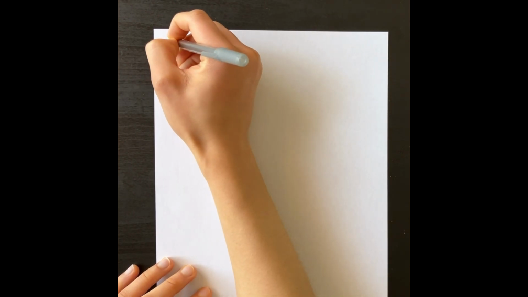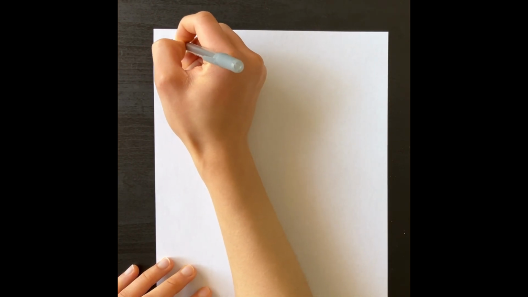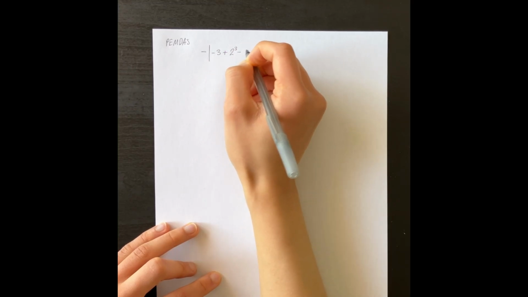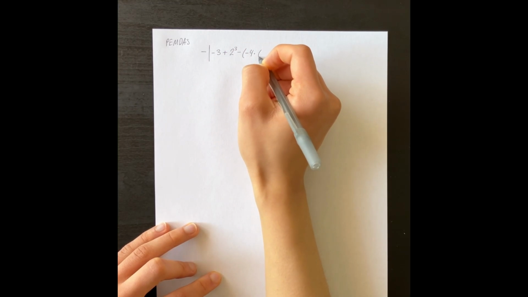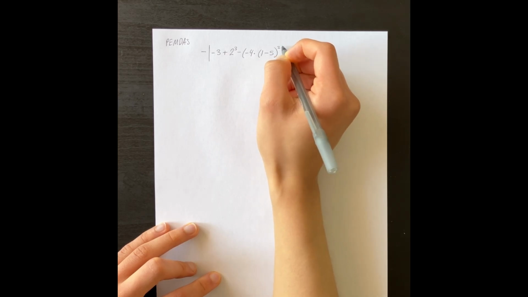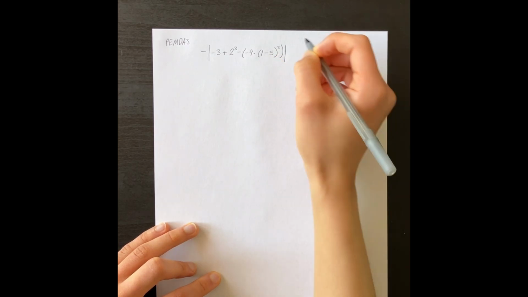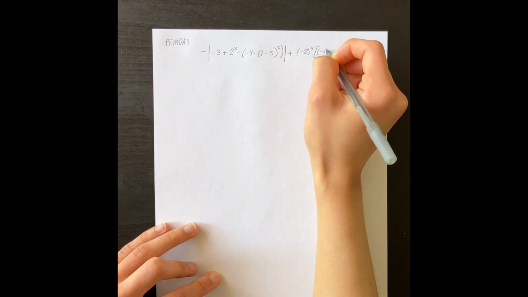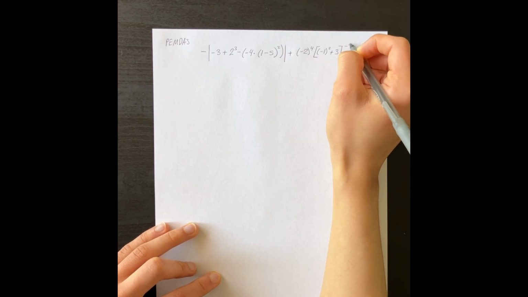Let's talk about how to apply PEMDAS. We're going to do negative absolute value of negative 3 plus 2 cubed minus negative 4 times 1 minus 5 squared, all of that we want to take the absolute value of, plus negative 2 to the fourth times negative 1 squared plus 3 all to the power of negative 2.